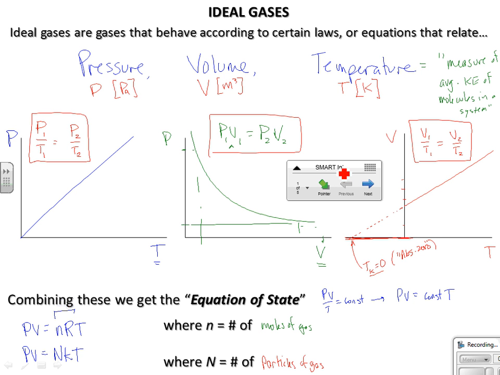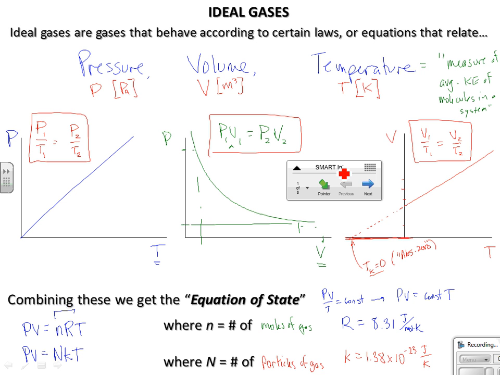And then the two other things, the R and the K, are constants. R is called the universal gas constant, and it is 8.31 joules per mole Kelvin. K is called Boltzmann's constant, and that's 1.38 times 10 to the negative 23rd joules per Kelvin.